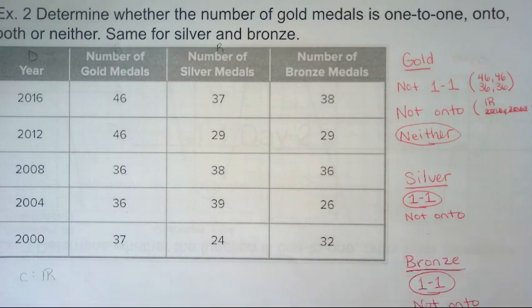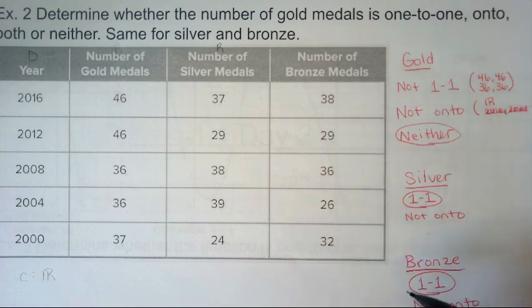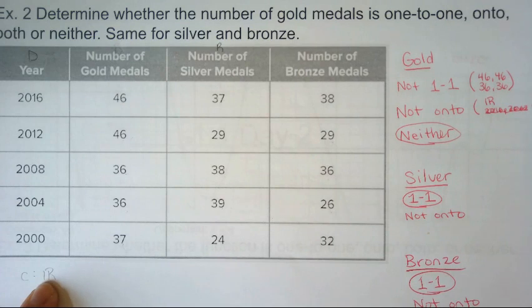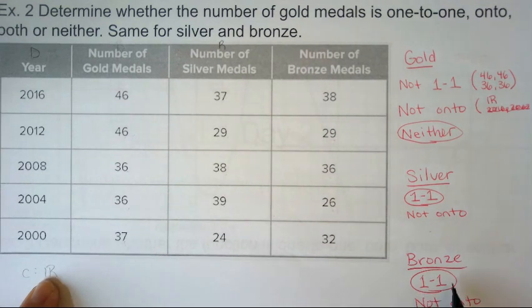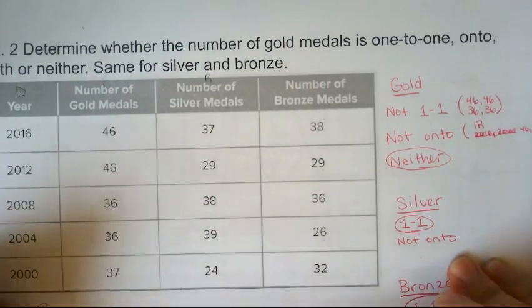In the bronze column, you should have figured out that it was one-to-one. No duplication of your y values, and my range numbers is not matching my codomain. So therefore, it is not onto, and it is just one-to-one. Okay, now let's look at some graphs.